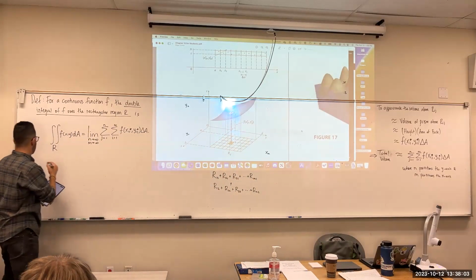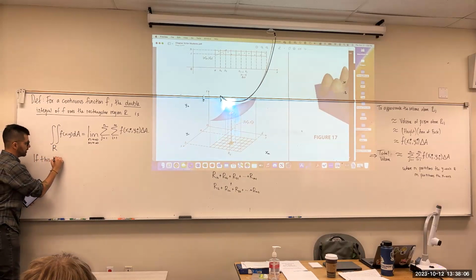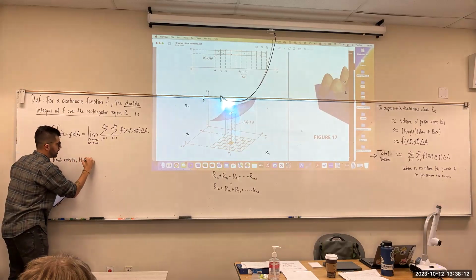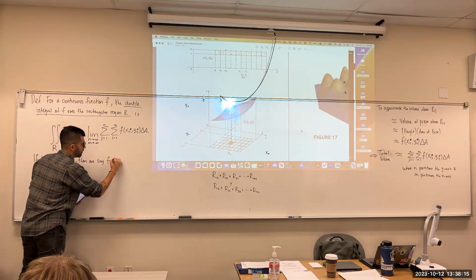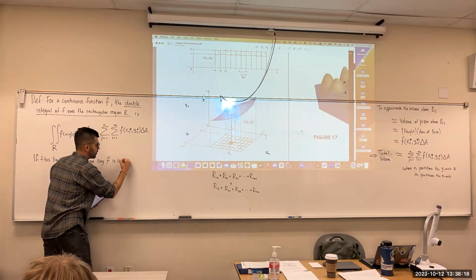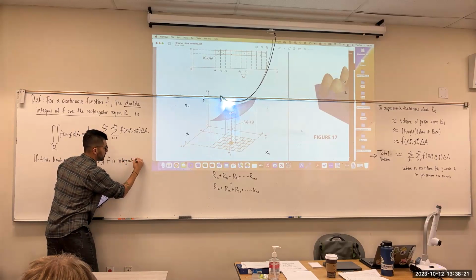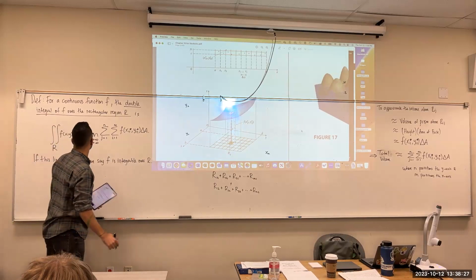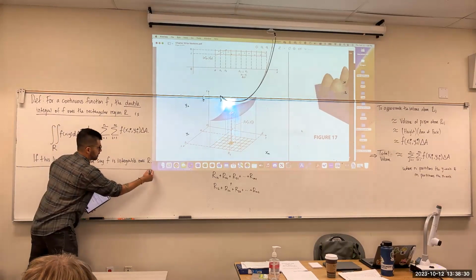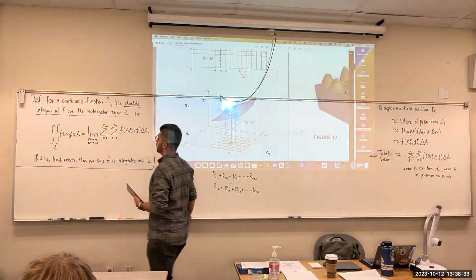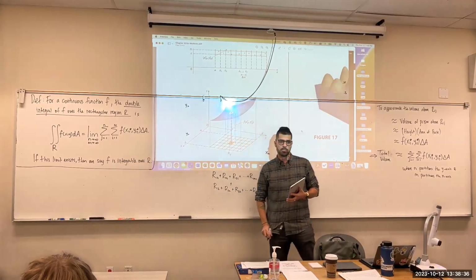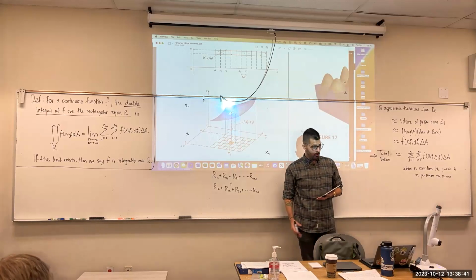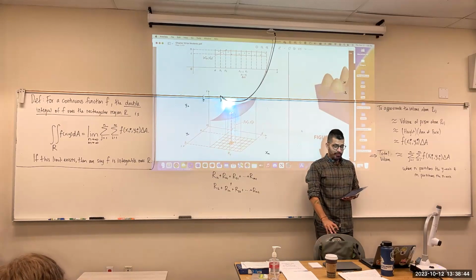All right, if this limit does exist, then we say f is integrable over R. Integrable over R. It's a funny way of saying that. Okay, that's the definition for a double integral. It's a beast. So how many integrations do we have to do to calculate that? Do we have to do twice or just do once?